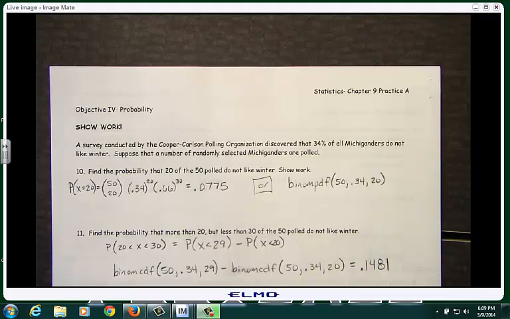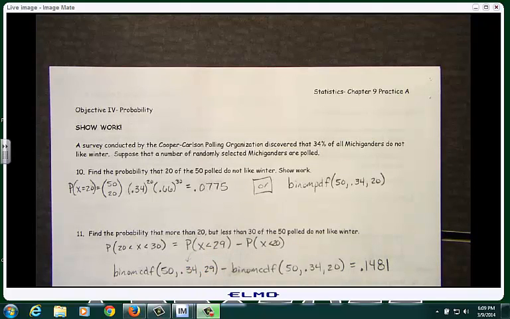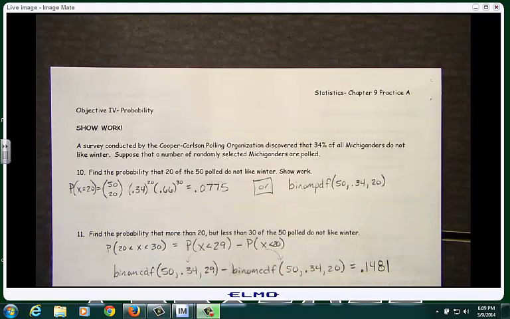Putting this in our calculator, this piece is binom CDF, cumulative for more than one trial, of 50, 0.34, 29 minus the binom CDF of 50, 0.34, 20, giving us 0.1481.